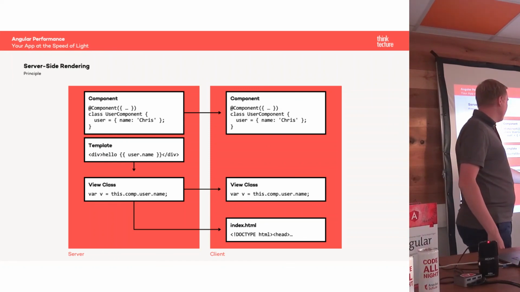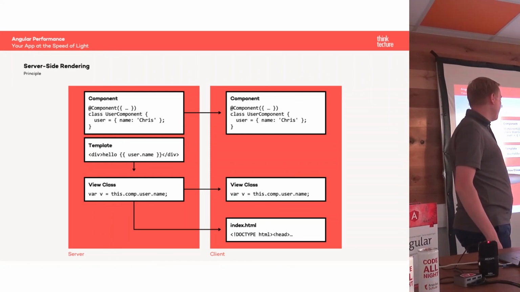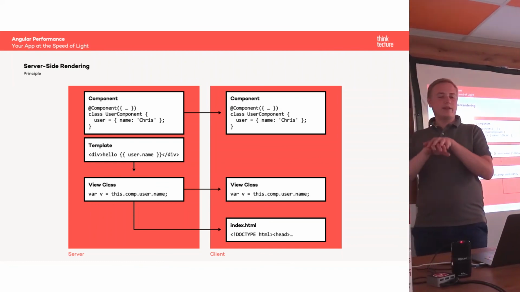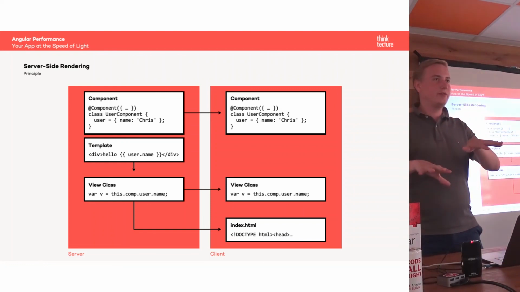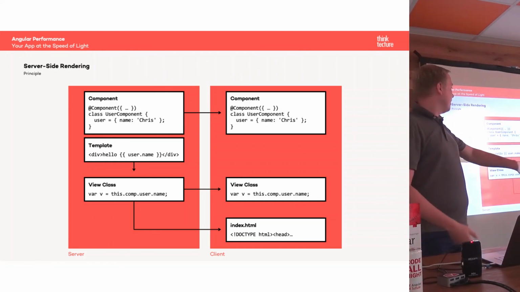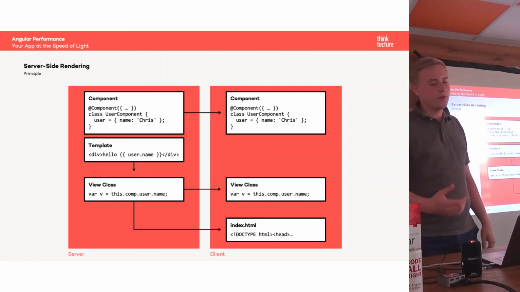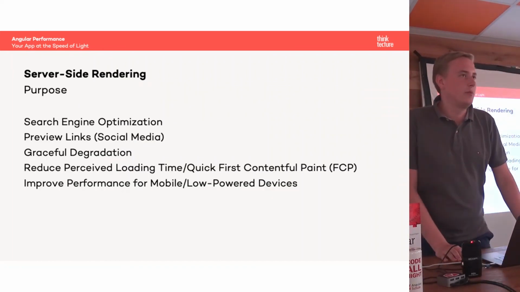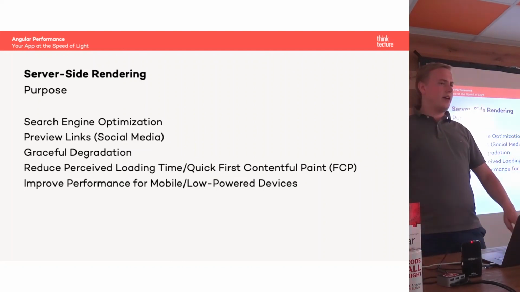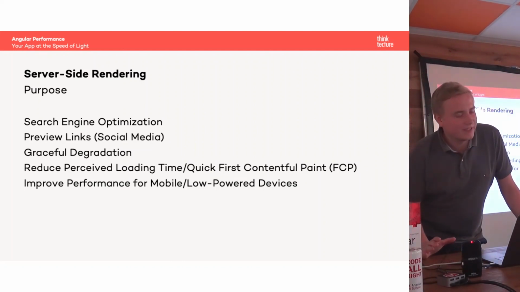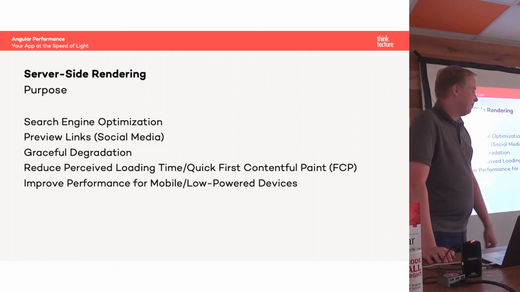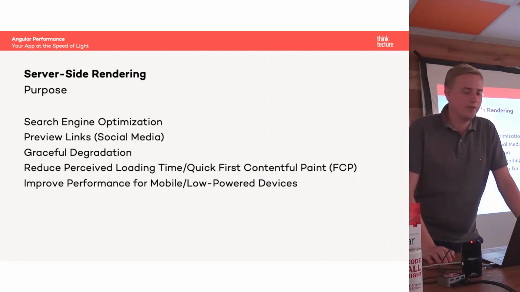Comparable to AOT, we are compiling the view class on the back end, and we will also pre-render that index HTML. So that's already finished. It has all of the different DOM nodes that the client would have to render first. They are all handled by Angular Universal. And of course, this is great for SEO purposes, for preview links for social media, for graceful degradation. If you have users with IE5, then they may understand HTML at least, right? It also reduces loading time and is great for mobile devices.